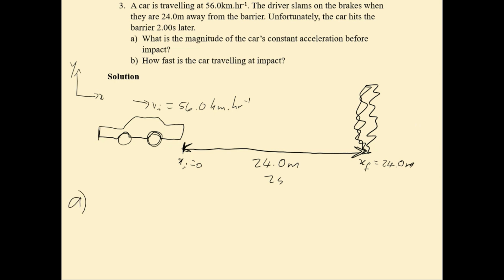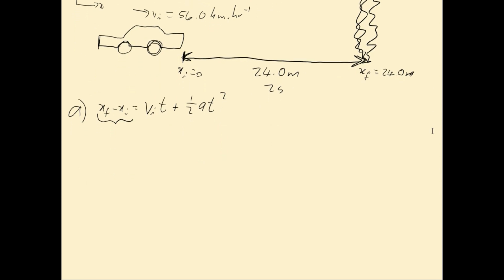That one says that the distance, xf minus xi, is equal to the initial velocity, vi, times the time, plus a half acceleration time squared. So we know that this is 24 meters, and we know the time is 2 seconds, and we know the initial velocity is 56 kilometers per hour, but we don't want to work with kilometers per hour, so let us convert kilometers per hour into meters per second.